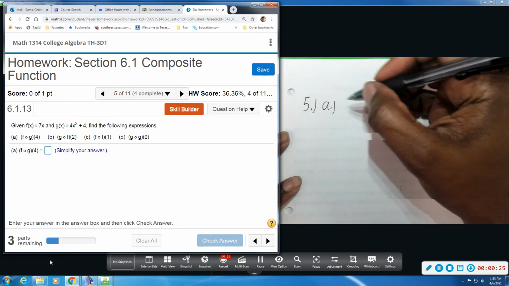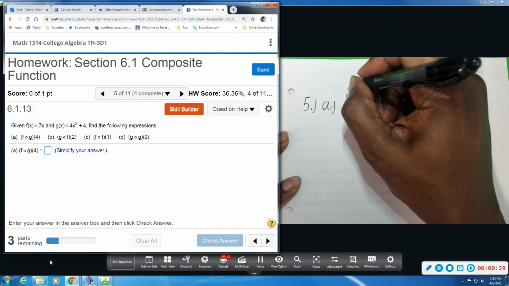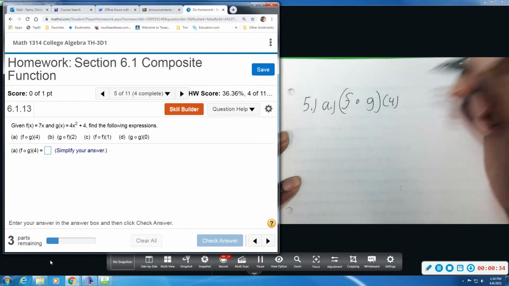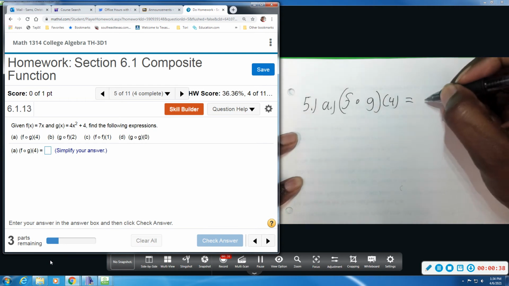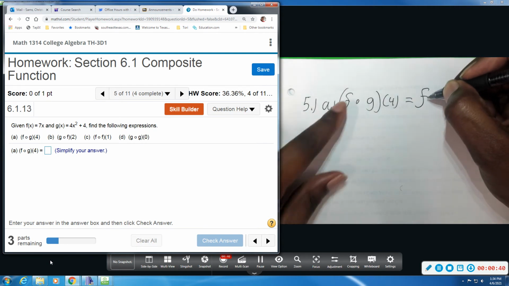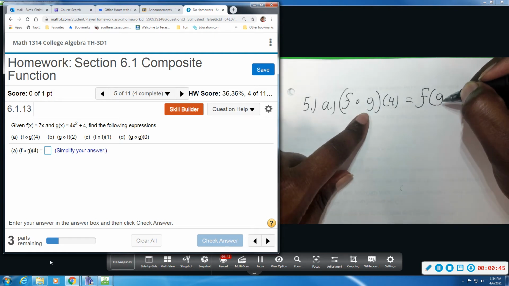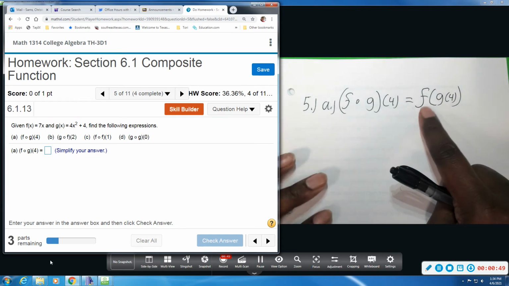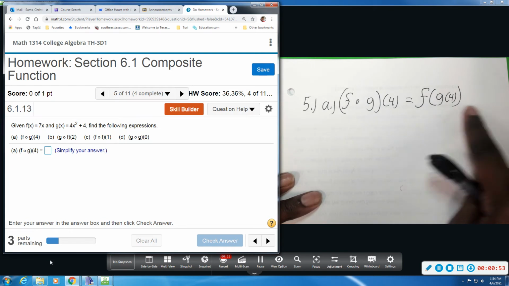A wants us to find f of g, or f composed with g, of 4. Okay, so what does this notation mean? It means that we're going to take our f equation, plug in the g, and into g we're going to plug in 4. So this is what it means. You're going to find g of 4 and replace that with x in the f equation and then find that. So it's pretty much like a double plug-in.